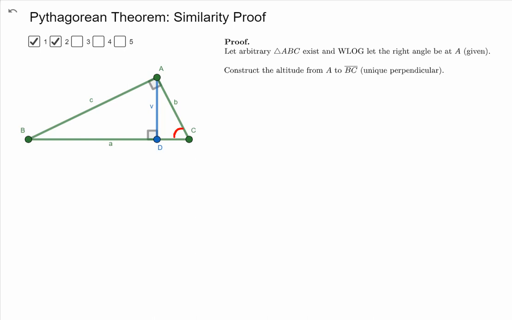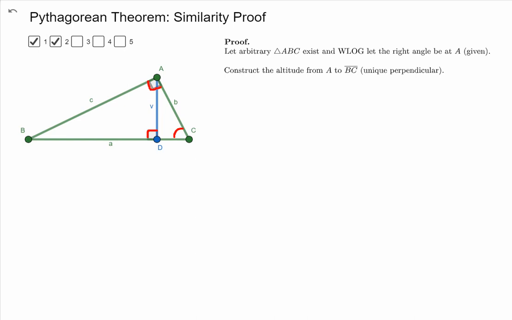So for angle similarity, we only need two of the angles in two triangles to be the same in Euclidean geometry to know that they're similar. Why? Well, because we know that the angle sum of a triangle is 180 degrees. So we know the third one has to be equal if two of the three are. So I know that I have a right angle in both triangle ABC and triangle ADC.